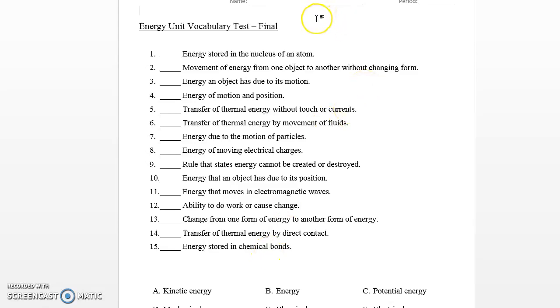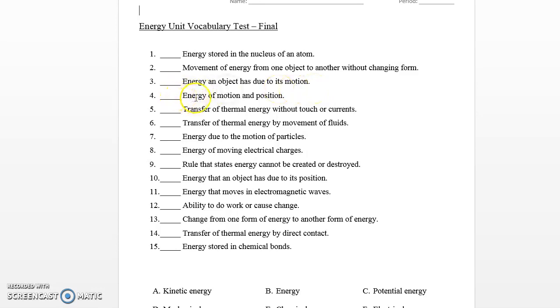Energy unit vocabulary test, final. Number 1, energy stored in the nucleus of an atom. Number 2, movement of energy from one object to another without changing form. Number 3, energy an object has due to its motion.